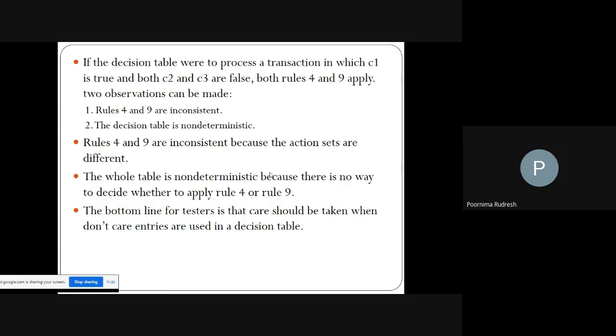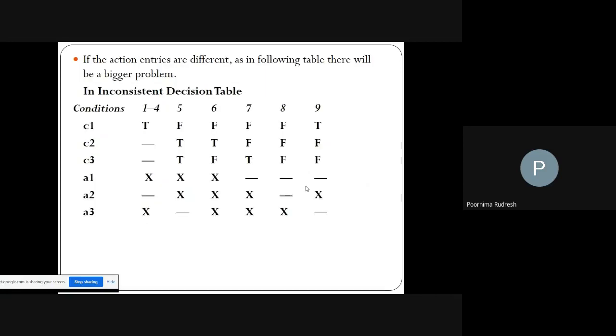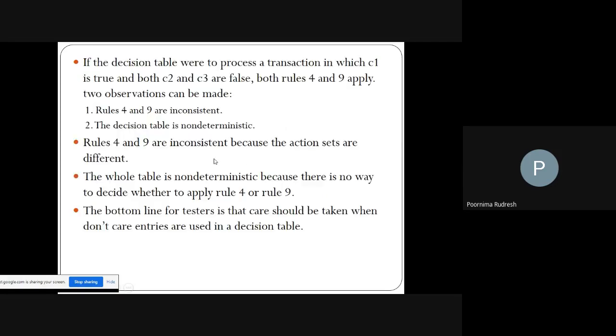The bottom line for the tester is that care should be taken when don't care conditions are used in the decision table. This is very, very important. When don't care conditions are used in the decision table, then testers should be very careful, and they must take extra care when the decision table consists of don't care entries.